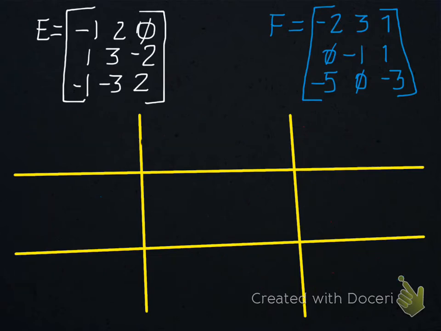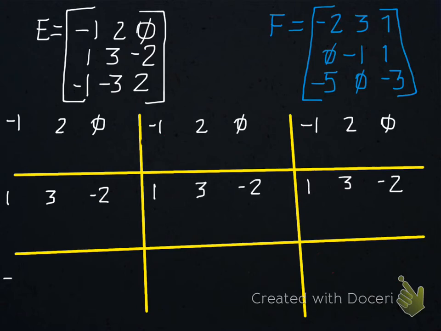So all I'm going to do next is get a new big tic-tac-toe board, and then fill it in. The first row in our E is -1, 2, and 0, so I'm going to write that on all of my first rows. Then I'm going to fill out my second row, which is 1, 3, -2, and fill that in. Do the same thing again for the third: -1, -3, 2, and then fill that in.